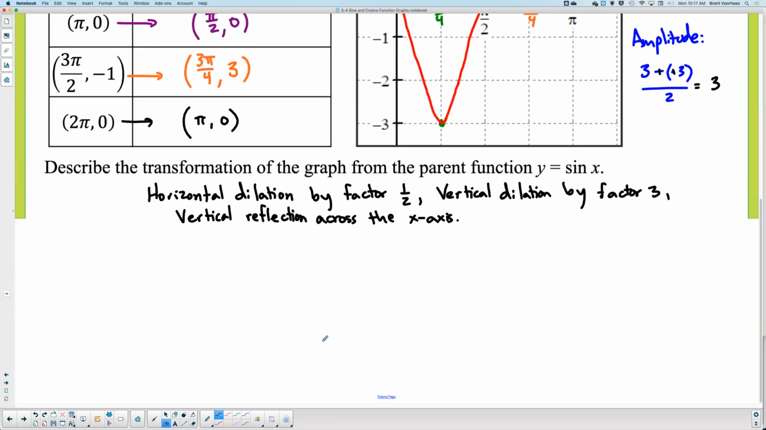There you go. Let me slide that up so you can see it a little better. So horizontal dilation by factor 1/2. Vertical dilation by factor 3. Vertical reflection across the x-axis. There's our transformations. Little unit 1 review there.